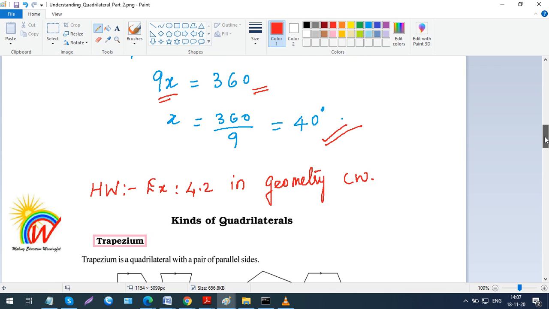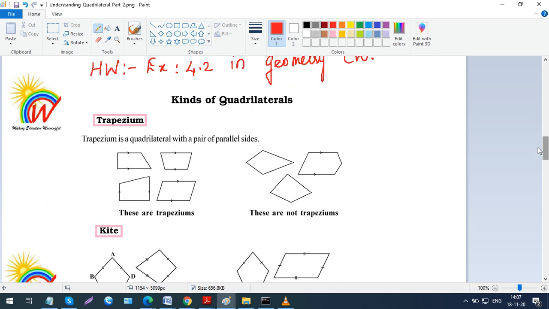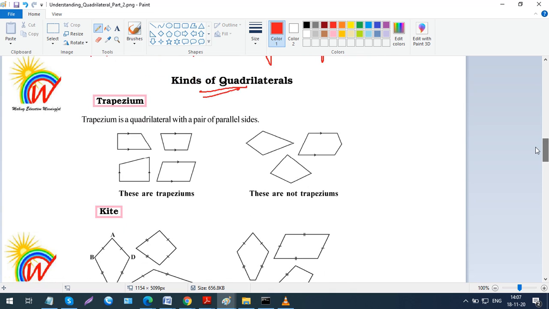Now we'll continue with the next topic, kinds of quadrilateral. So now we know the polygons, what all are polygons, right? Now we come to quadrilateral. You know that quadrilaterals are 4-sided figures. So we are going to learn different kinds of quadrilateral. The first one is trapezium. A trapezium is a figure where only one pair of sides is parallel.